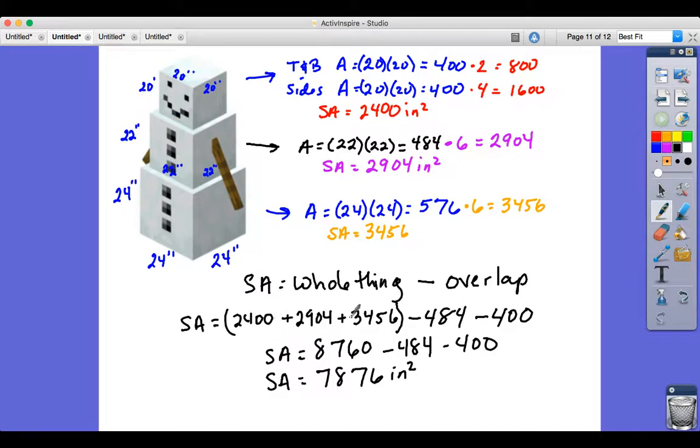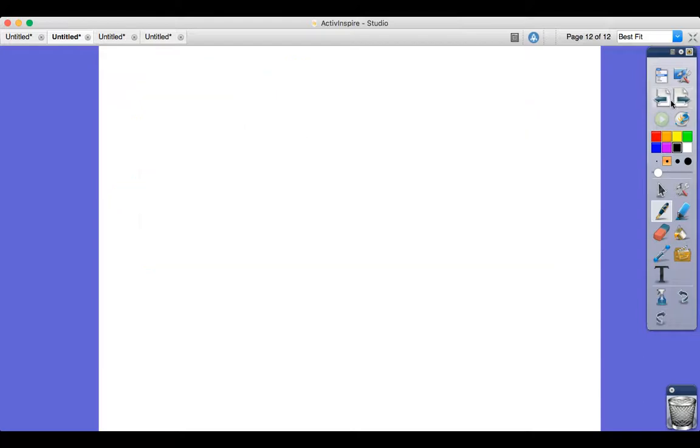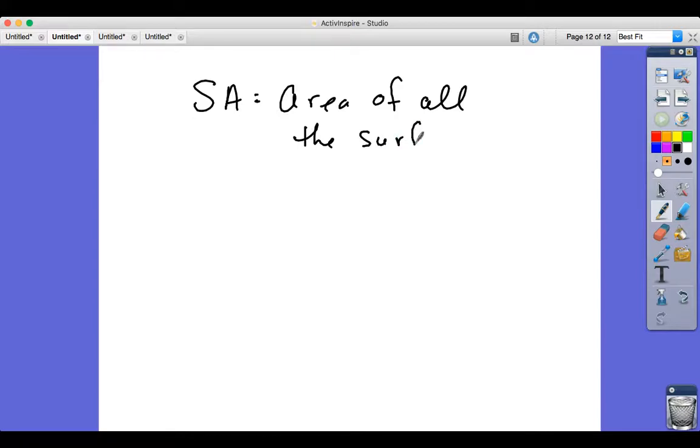Okay? Because again, you have to get the whole thing, the whole surface area, and then you take away the stuff that overlaps. And remember, we're not counting the arms. That's important. All right, so to recap, surface area: area of all the surfaces. Remember, in the book, there's a formula. If you want to use the formula, if you're one of those kind of people, go for it. If not, then just use a net, which means you unfold everything, calculate all of the areas, and then add them all together.